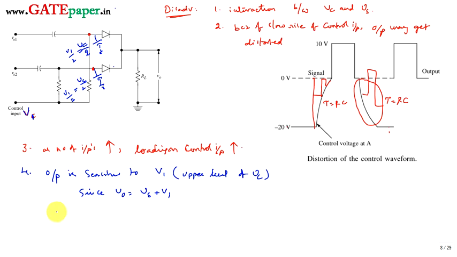And the last one, already we have seen this limitation. Only one input should be applied at any point of time. No two or more inputs should be applied simultaneously. Otherwise the output will be distorted.